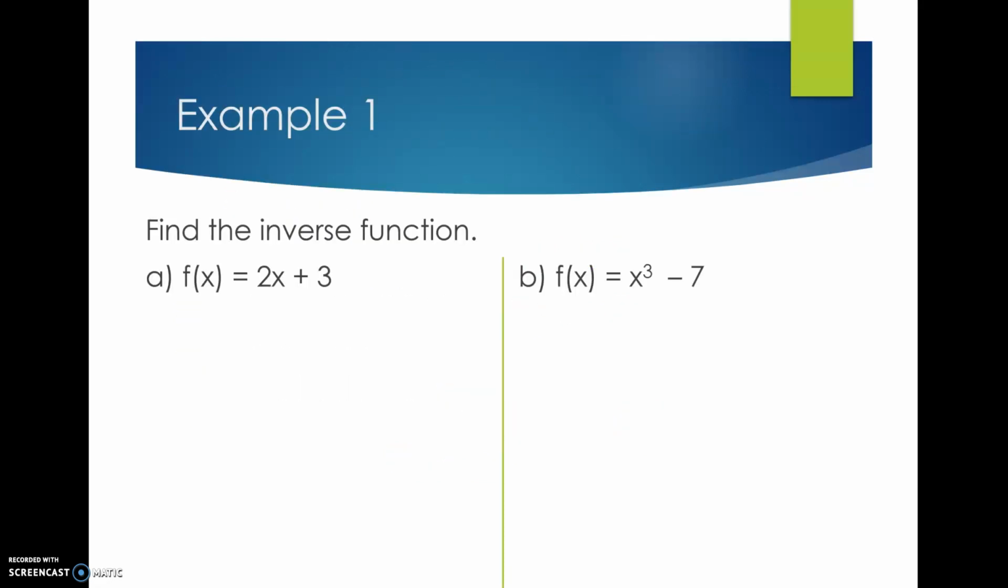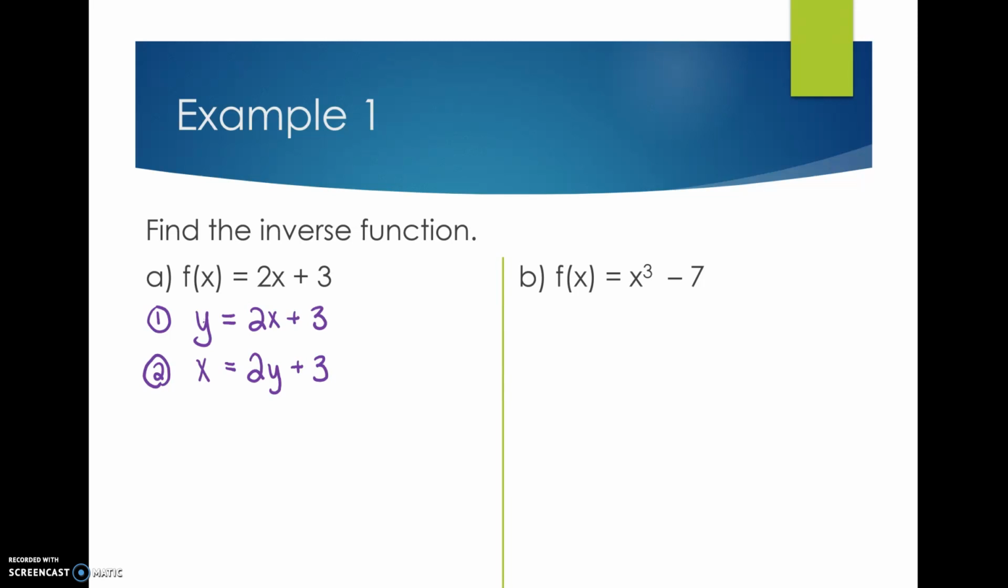Okay, so step 1, f of x is a fancy way of saying y equals. So change f of x to y, because really f of x and y are the same thing. It's just a label. Step 2, change your y to an x, change your x to a y. That is inverting the equation. It's switching the 2 letters.